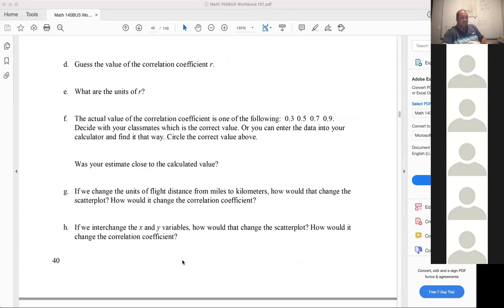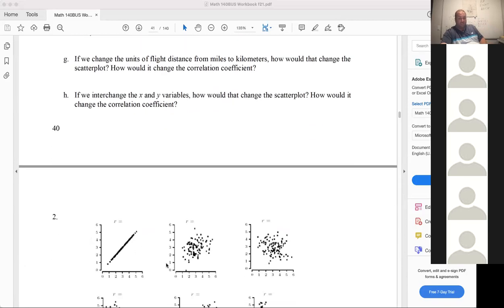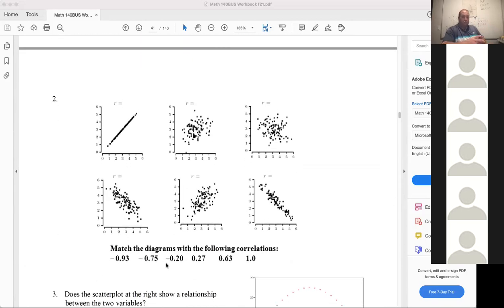And if we interchange the X and Y variables, how would that change the scatter plot and the correlation coefficient? I believe the correlation coefficient wouldn't change at all. Of course, the scatter plot would change. Yeah, the scatter plot would kind of flip over a 45-degree line because your X and Y values are changing. But the correlation coefficient, which is just how they're correlated, not cause and effect, just are they connected, would not change. Question 2, match the diagrams with the following correlations.